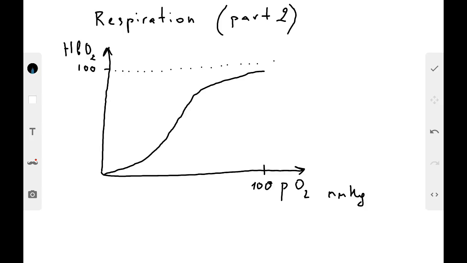So the right side of that curve reflects the situation in lungs. So in the lungs, partial pressure of oxygen is high. That's why oxyhemoglobin is produced, so hemoglobin binds oxygen in that situation. Left side of that curve reflects the situation in tissues.